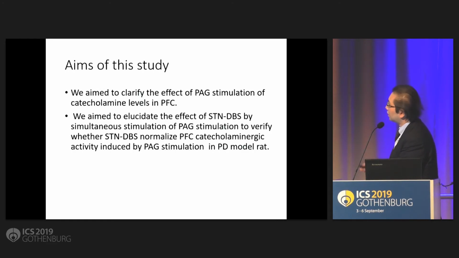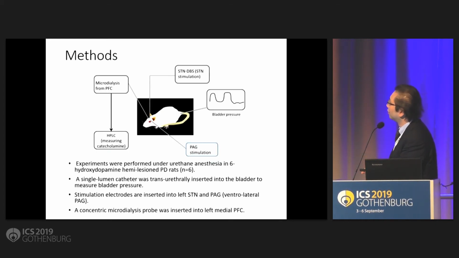The aim of this study is to clarify the effect of PAG stimulation on catecholamine levels in prefrontal cortex. We also aim to elucidate the effect of STN-DBS by simultaneous stimulation of PAG, to verify whether STN-DBS normalized PFC catecholamine levels induced by PAG stimulation in PD model rats. I'm sorry, it's a very complicated background.